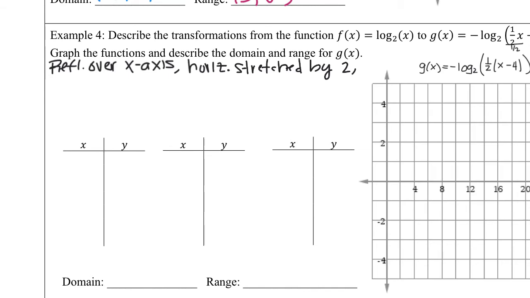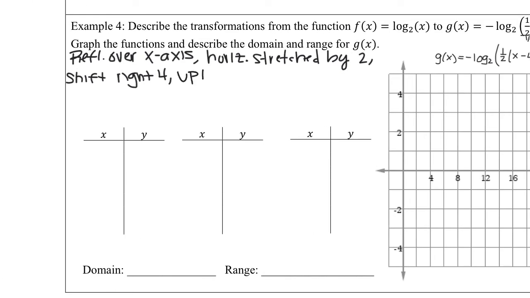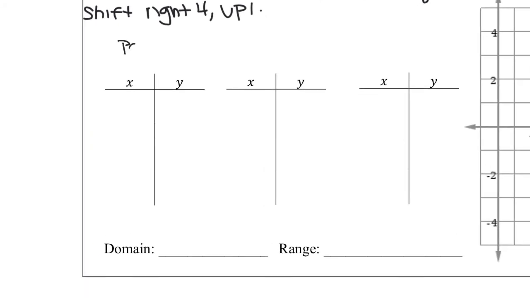Then we have an x minus 4 on the inside, so that means there was a shift right 4. And then we have plus 1 on the outside, which means it was also shifted up 1. So now let's start our graph. So the first one is the parent. So now the parent is y equals log base 2 of x.